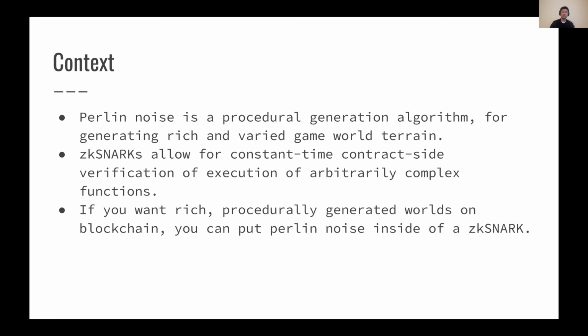zkSNARKs allow for constant time contract side verification of the execution of arbitrarily complex functions. So in other words, if I have a function that would cost a lot of gas to execute in Solidity, like let's say like hundreds of thousands or millions of gas, if I can wrap that up inside a zkSNARK, then the cost that I pay for execution of this function essentially is just the verification cost, which is going to be a few 100,000 gas on chain. So putting these two things together, if you want rich procedurally generated worlds on the blockchain, one idea is to put Perlin Noise inside of a zkSNARK.